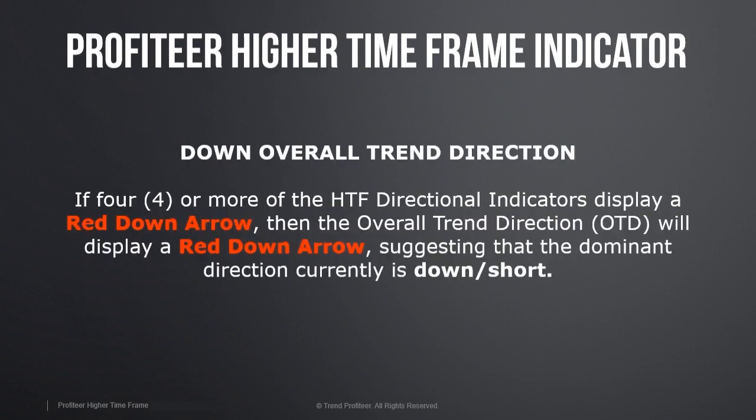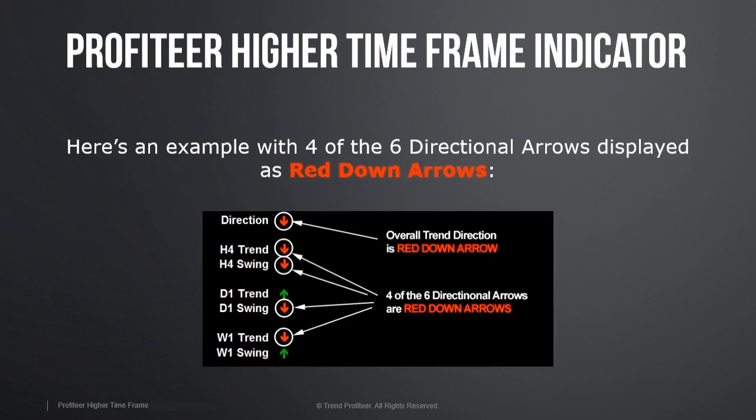Okay, 4 or more, it's in one direction. 3, it's bidirectional. That's basically it. So conversely, down overall trend direction, let's have a look at that. If 4 or more of the HTF directional indicators display a red down arrow, then the overall trend direction, the OTD, will display a red down arrow, suggesting that the dominant direction currently is down or short. So you want to look for selling that particular pair.